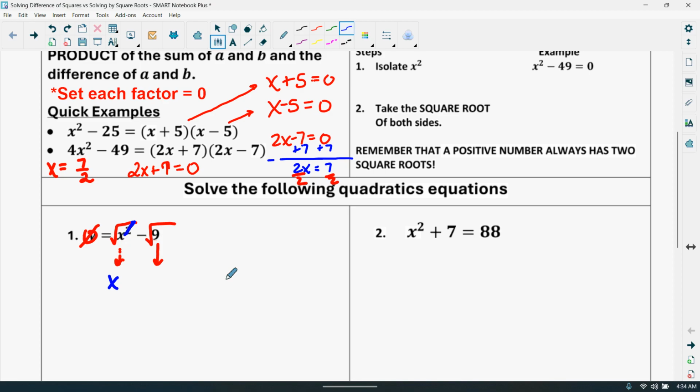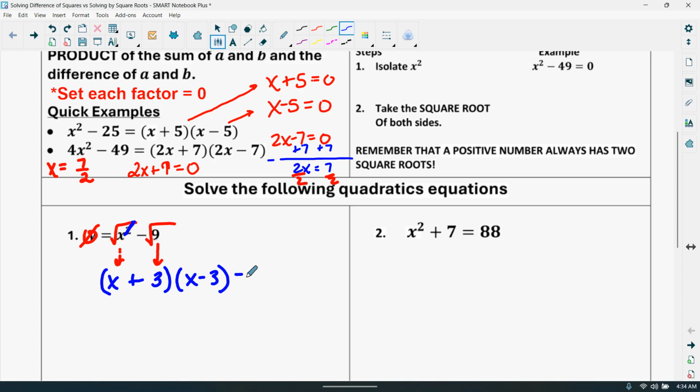And then the square root of 9 is 3. So my factors, when I bring that down, are going to be 3. So what I'm going to have is x plus 3 and x minus 3, and this is equal to 0.